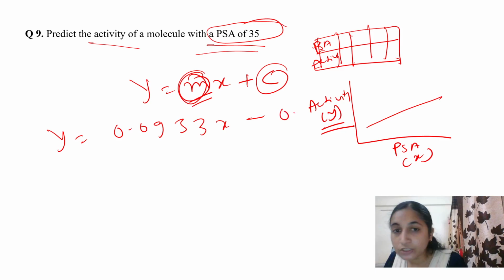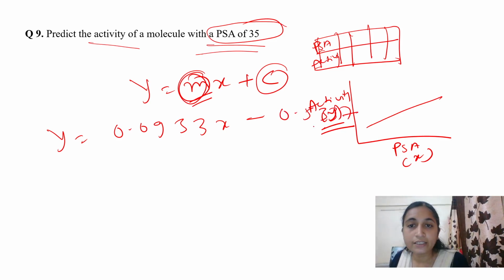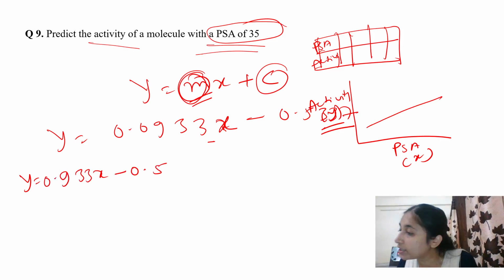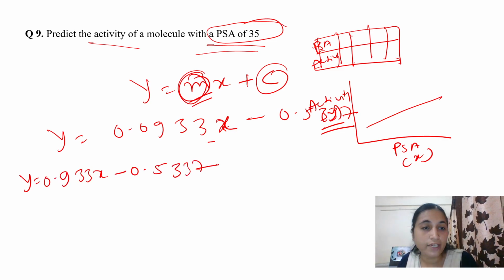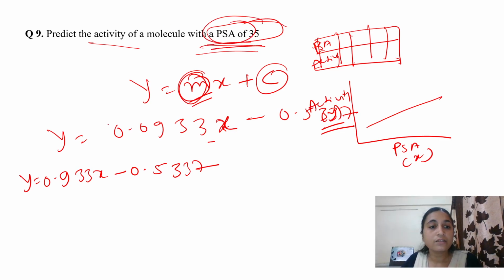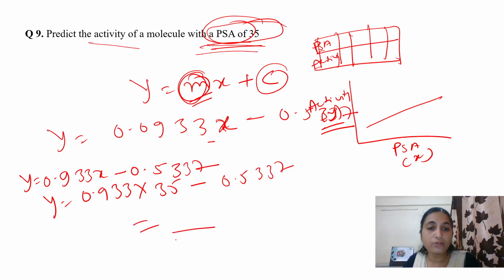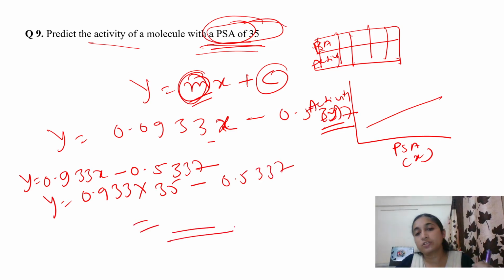0.0933x minus 0.5337, right? This is given there in the equation, and x is the PSA. So now we have to calculate. We will simply multiply this 35 and subtract 0.5337. Whatever value comes, that is the activity of the molecule.